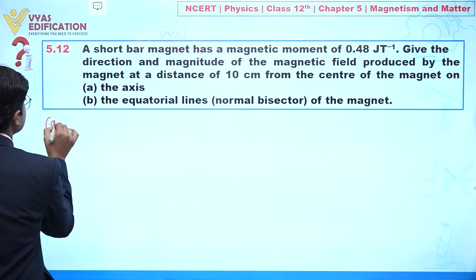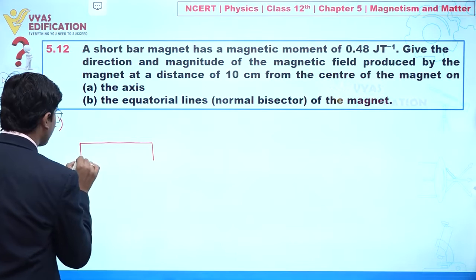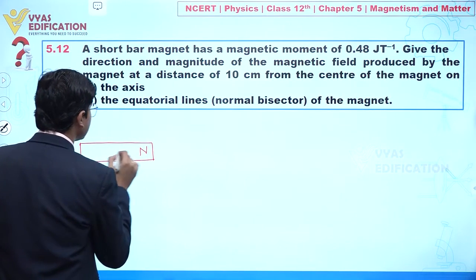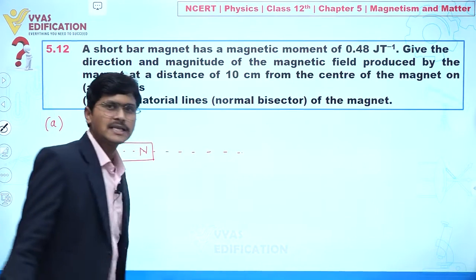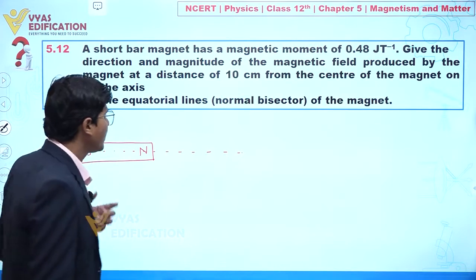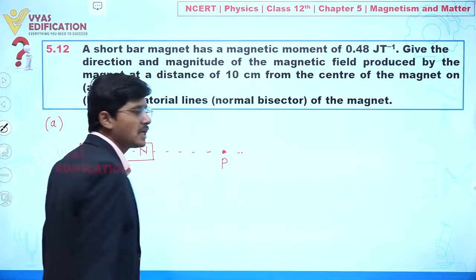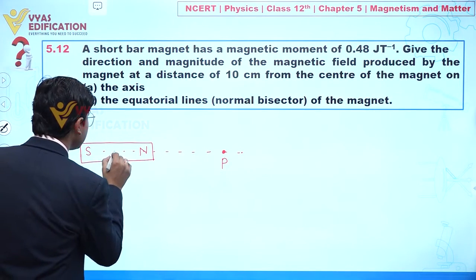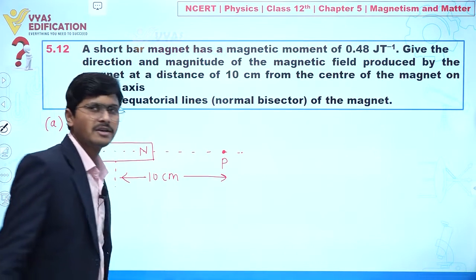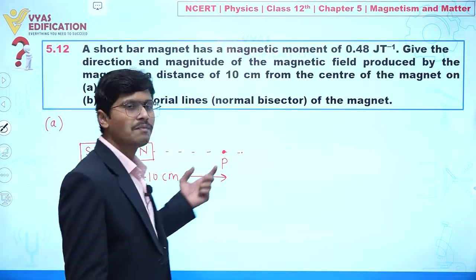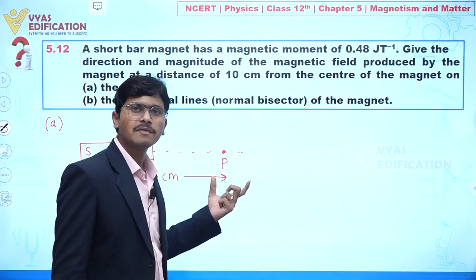First I am going to discuss part A. Let's suppose we are taking a short bar, and let's suppose this is north and this one is south. Let's suppose this is an axial point, and it is given here that the distance from the center of the magnet is 10 cm. So can we find the value of the magnetic field at point P? Yes. We can write the value of the magnetic field at point P.